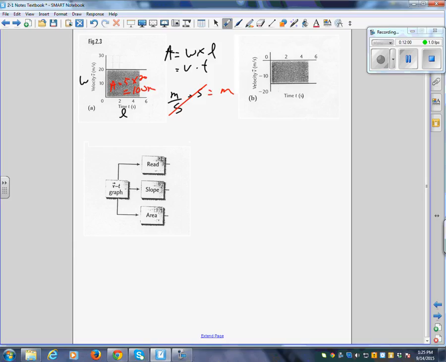Can you guys read that? 5 times 20, or 100 meters. The area under a VT graph is the displacement. The displacement is in the positive direction because the area is positive.